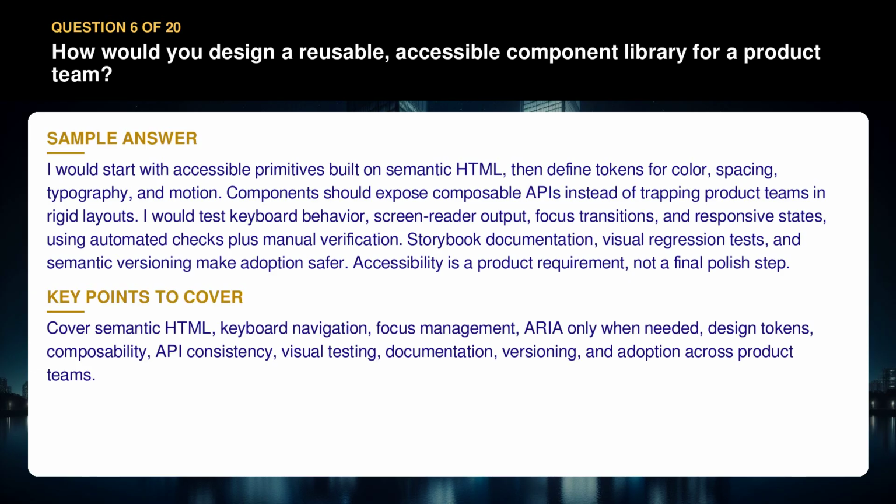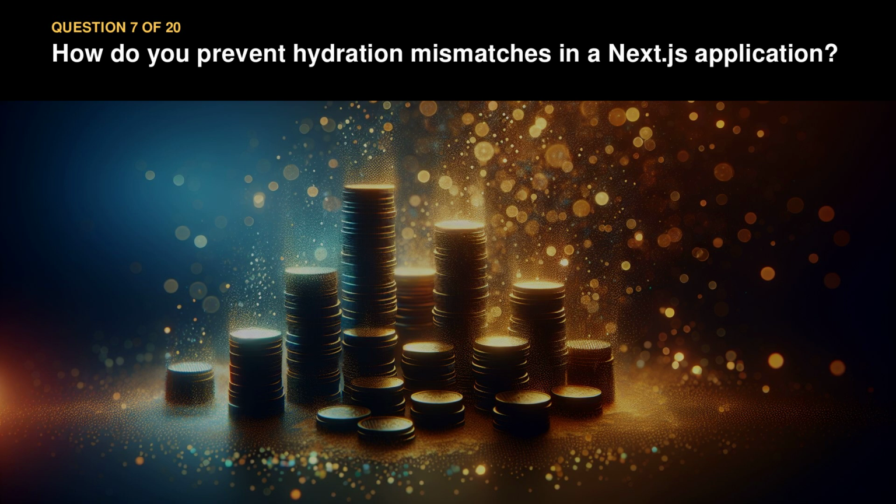Cover semantic HTML, keyboard navigation, focus management, ARIA only when needed, design tokens, composability, API consistency, visual testing, documentation, versioning, and adoption across product teams. Question 7. How do you prevent hydration mismatches in a Next.js application?